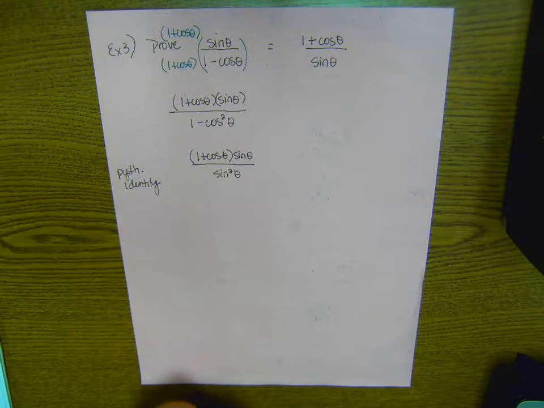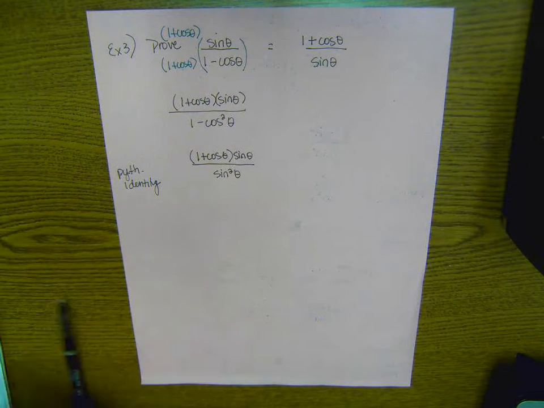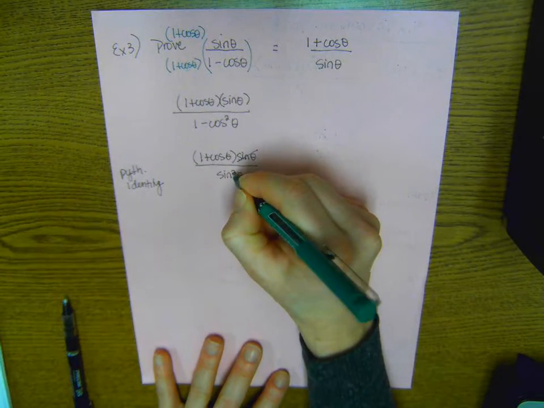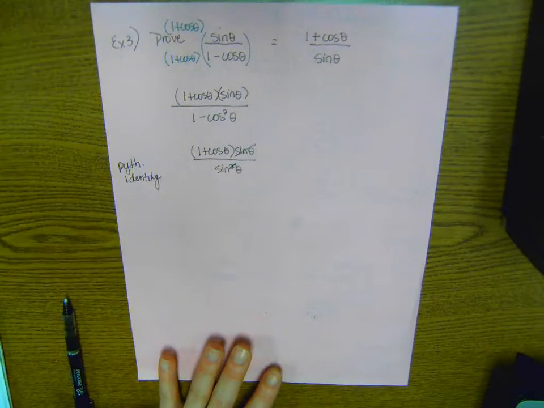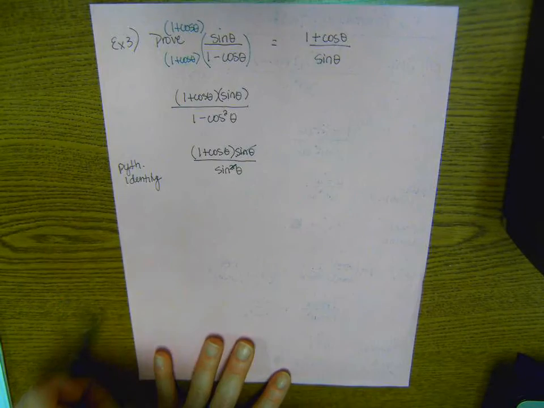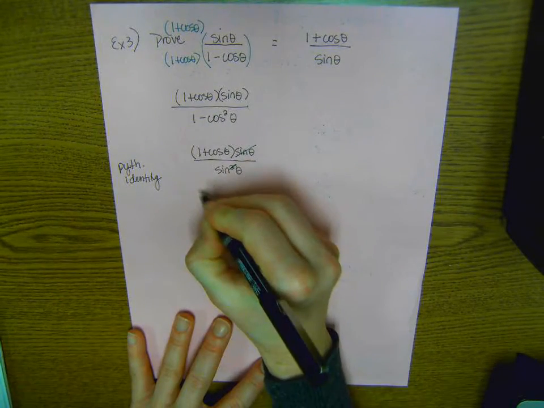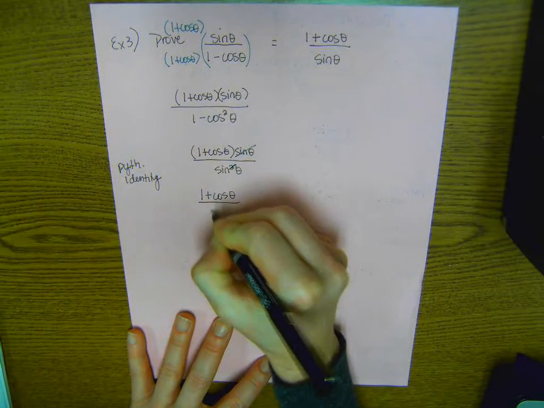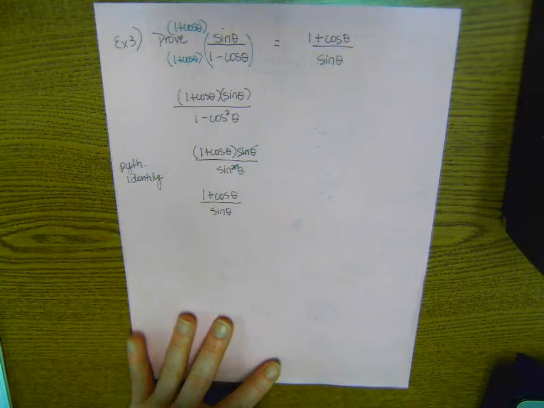Can't you take a factor of sine out of the numerator and denominator? So if I take a sine out of here and one sine out of here, because sine squared is sine times sine, right? Then, I just simplified, I'm left with 1 plus cosine theta over sine of theta. Wasn't that what I was trying to prove?